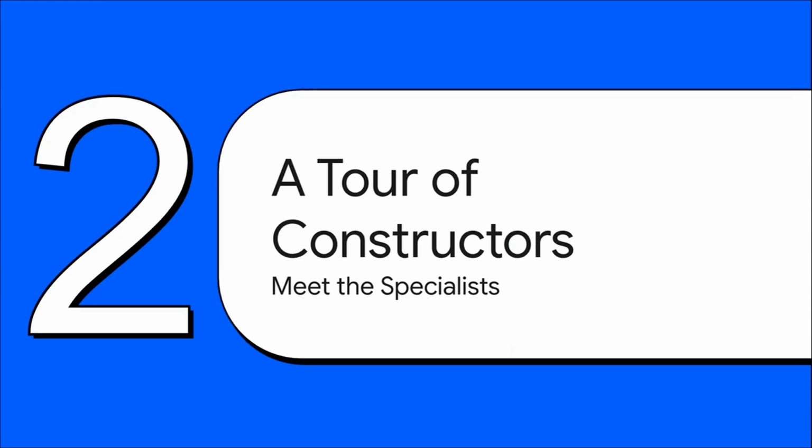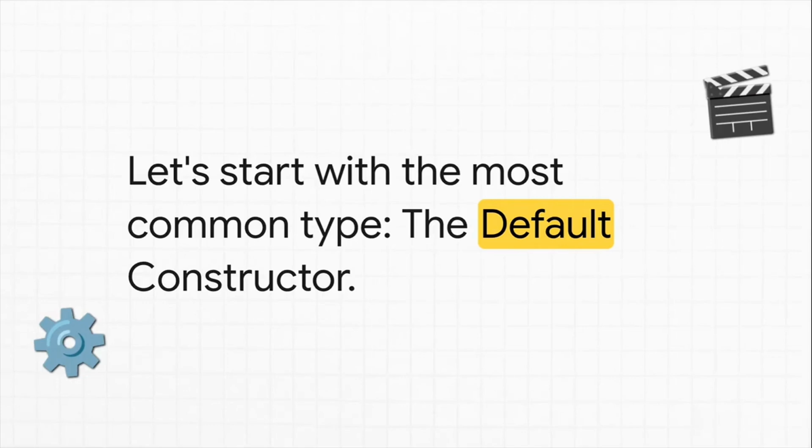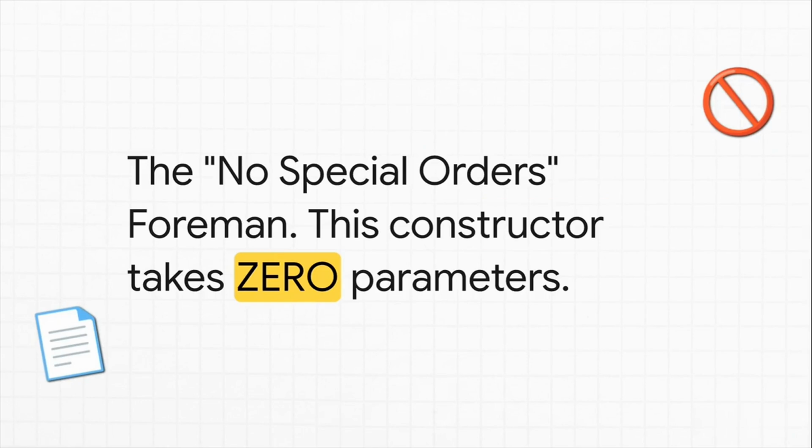All right, so once you decide you do want to build your own, you'll find there are a few different specialists for the job. So let's take a quick tour of the different kinds of assembly line foremen you can hire for your classes. Our first stop is probably the most common one you'll see, the most straightforward type, the default constructor. Yep, this is your no special orders foreman. It builds the object exactly the same way every single time. It takes 0 parameters, 0 special requests. It just gets the job done according to a standard default plan. And that automatic constructor the compiler gives you, that's a perfect example of a default constructor.